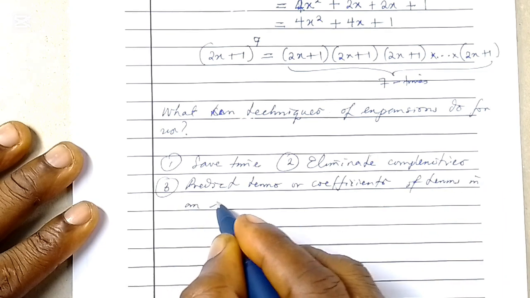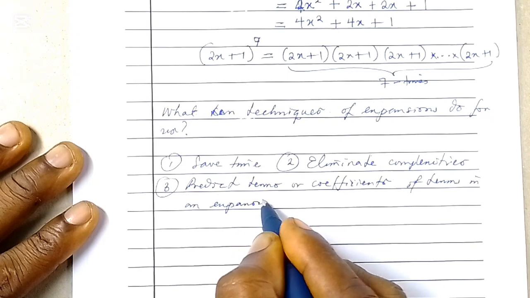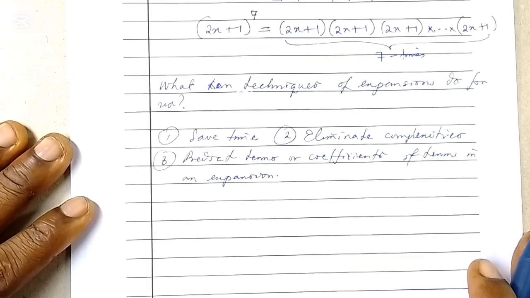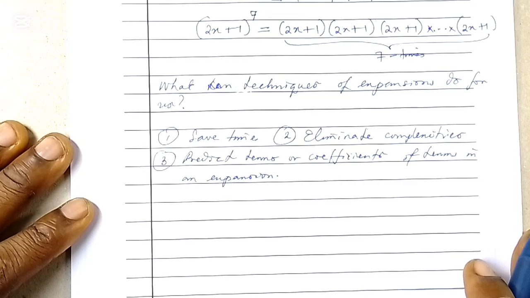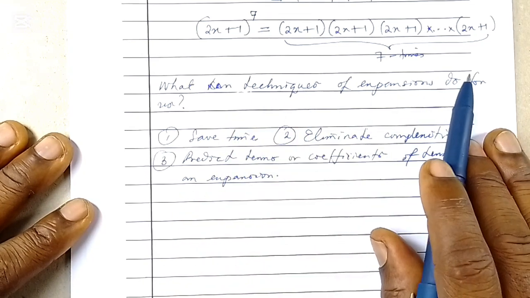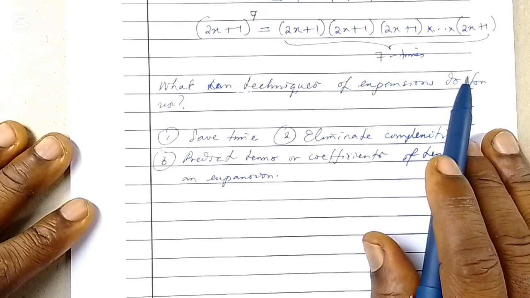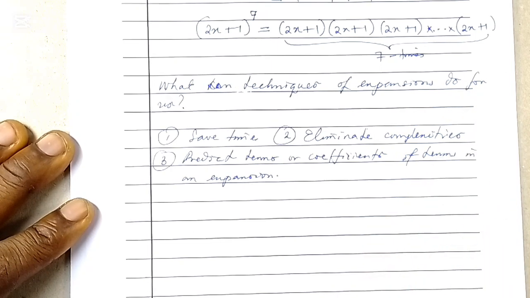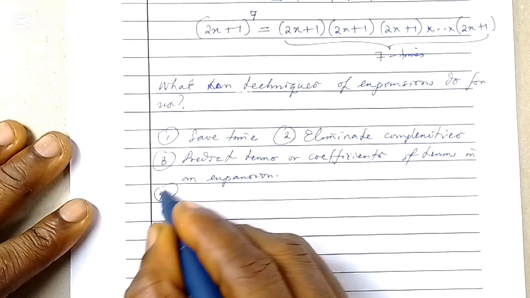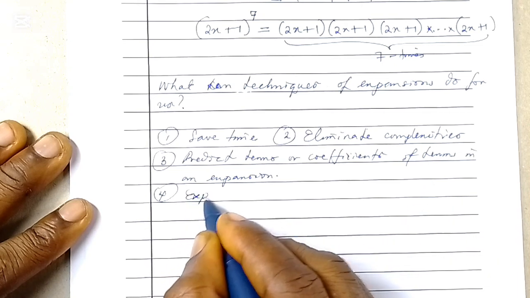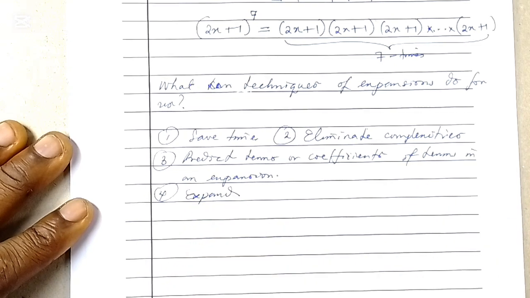In an expansion. Okay, so not all the time in a particular question on expansion do we require you to tell us the expansion for a particular binomial expression. No, sometimes we just need you to predict a particular component of that expansion or the coefficient of that term in that expansion. Number 4, an expansion technique would help you do the basic thing, which is to expand.